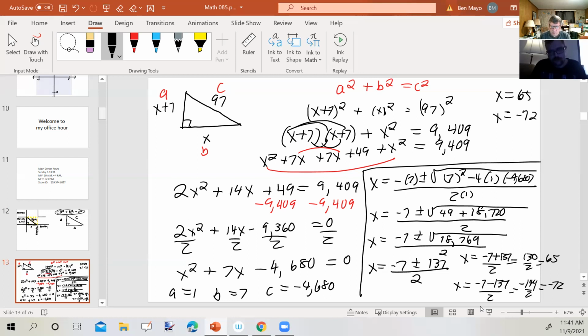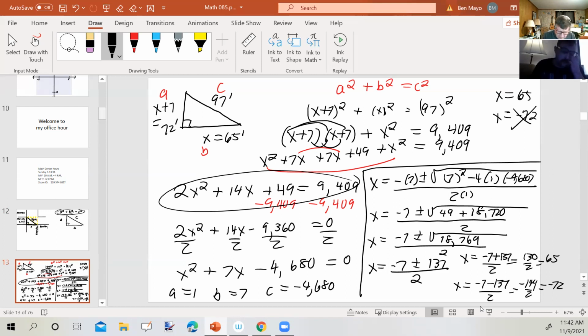Now, the problem is x represents a distance across a crosswalk. We can't have a negative distance. So even though negative 72 is a solution to this equation, it's not a solution to the actual problem. So x is 65, x plus 7 would be what? 65 plus 7 is 72. These are all feet.